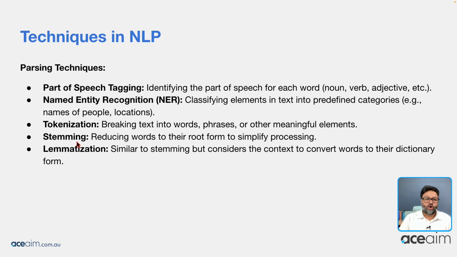Similarly, there is a technique called stemming, which reduces a word to its root word. And then there is a technique called lemmatization, which is also like stemming in reducing a word, but it considers the context of the word, that is, what the right meaning of the word will be depending on the context. These are a few techniques that AI engineers use in NLP.